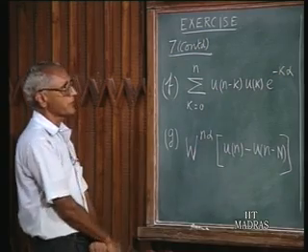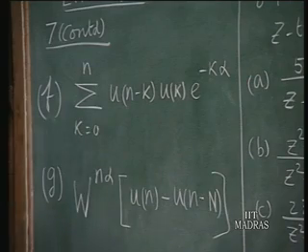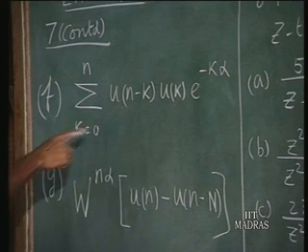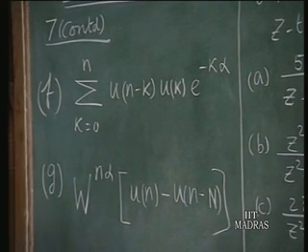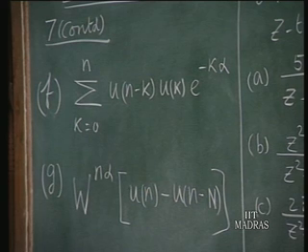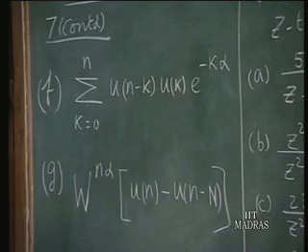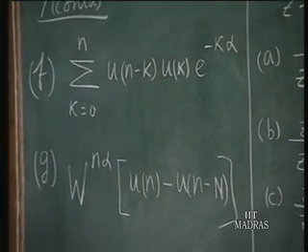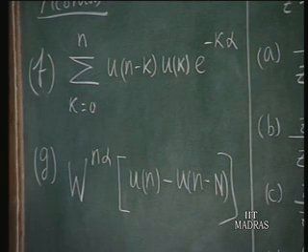This is a continuation of problem 7 where you are asked to find Z transforms. Next part is summation from k equals 0 to n of u[n minus k] u[k] e to the power of minus k alpha. You recognize this to be in the form of a convolution summation, so you should use the appropriate properties.